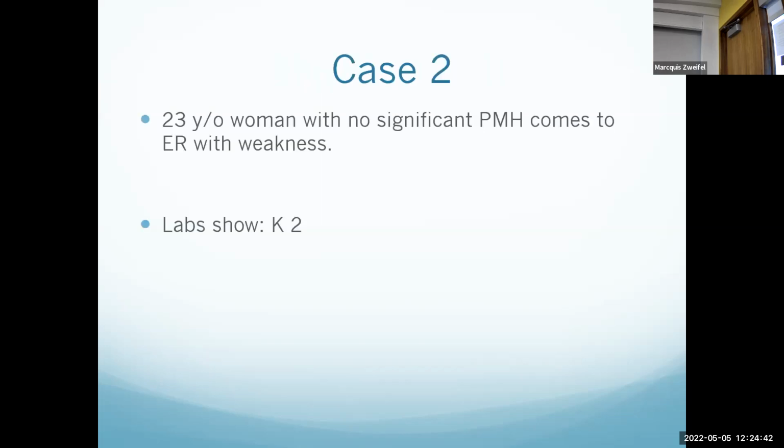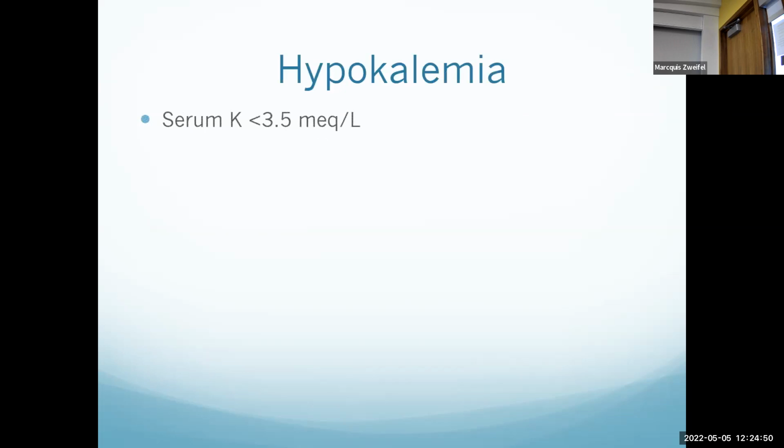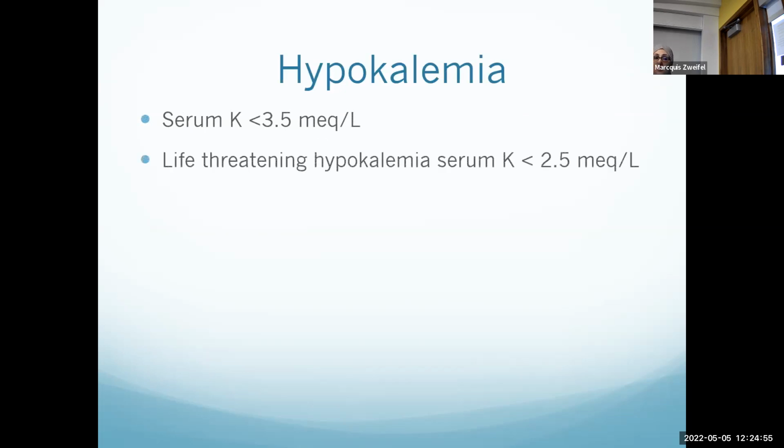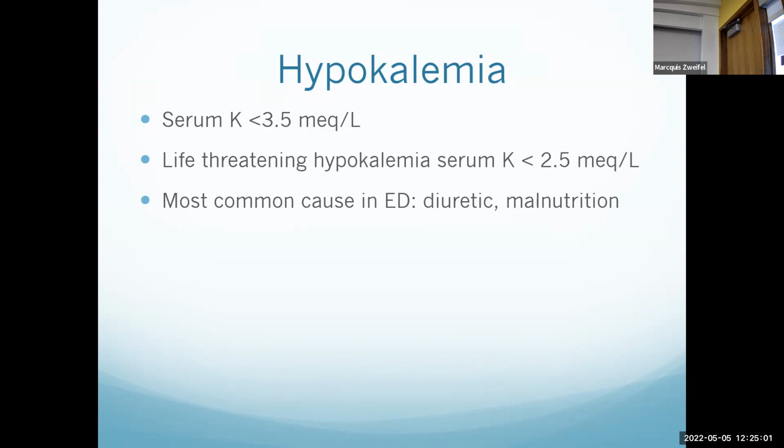Okay, 23-year-old woman, no significant past medical history, comes to the ER with weakness, potassium is 2. So hypokalemia is defined with a potassium that's less than 3.5. Life-threatening hypokalemia is less than 2.5. Most common cause in the ED is either diuretics or malnutrition. You see this a lot with people who have eating disorders.